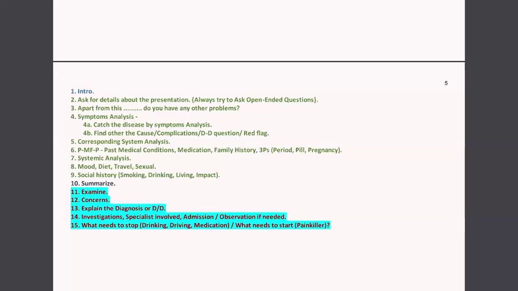How long have you had this for? Do you have any previous attack, or is this the first time? Is there anything that makes it worse? Is there anything that makes it better? With this symptom, do you have any other symptoms? From the symptom analysis, you should reach the diagnosis at this point. And after confirming the diagnosis or differential diagnosis, you have to find out the complications.